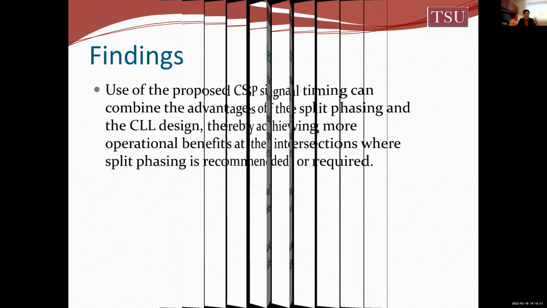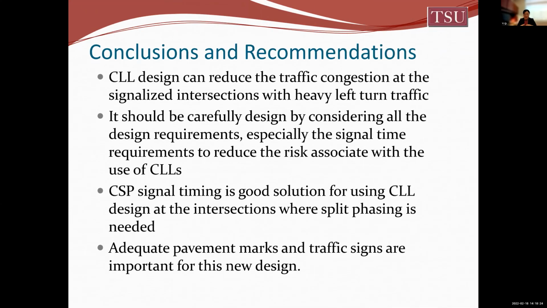So here is the overall conclusion and recommendation we got from both studies. First, the CLL design can reduce the traffic congestion at the intersection, especially when the intersection has heavy left-hand traffic. Second, we should very carefully design its signal timing and its geometric design. All these design elements have to be carefully considered when we implement this new design, especially the signal timing. We have to make sure we have enough clearance time to separate the conflicting traffic flows to avoid the risk associated with this type of design.